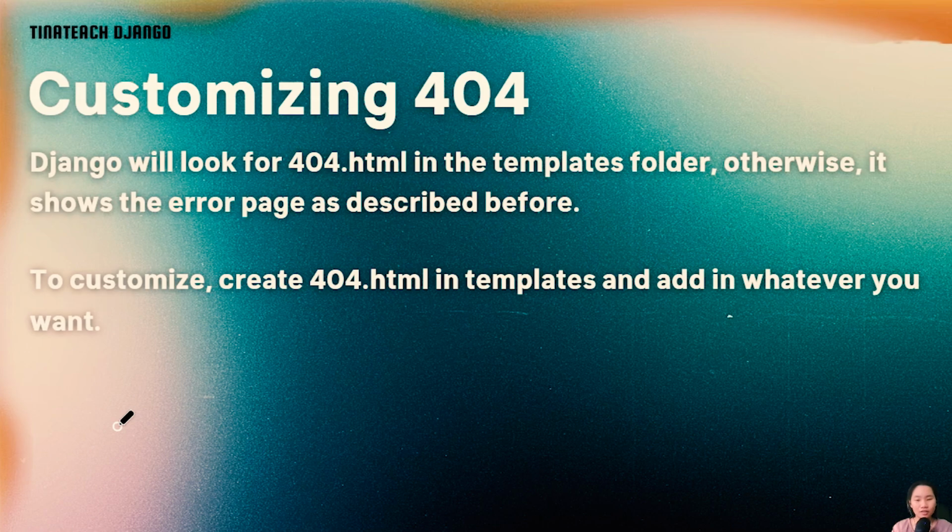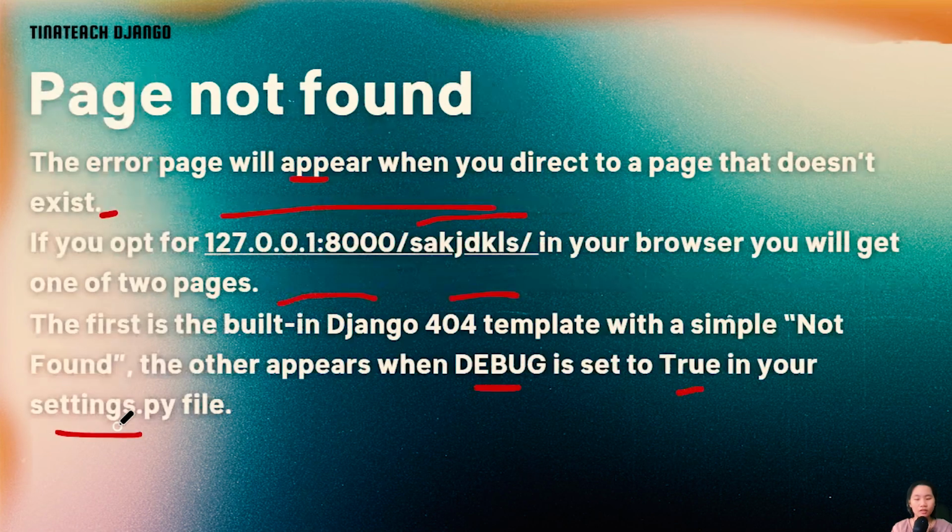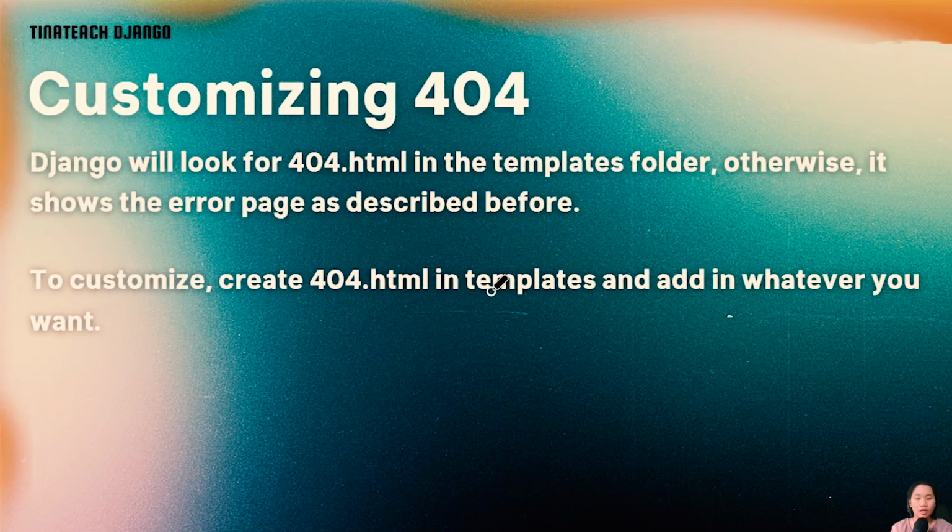Okay, let's move on now to customizing 404. We're actually customizing not the second one, where debug is true, but the first one, the built-in Django 404 template. And we do that first by creating a 404.html in the templates folder, right? Because it is its own separate page, therefore we need a whole different template for it.